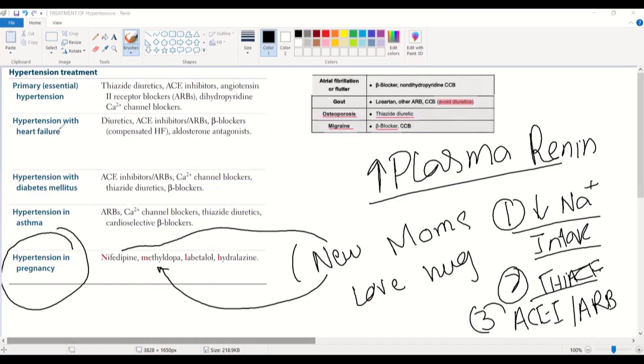Okay, so hypertension with heart failure: diuretics, ACE inhibitors, beta blockers, and aldosterone antagonists. And these are the list of drugs used in primary or essential hypertension, right? Yes.